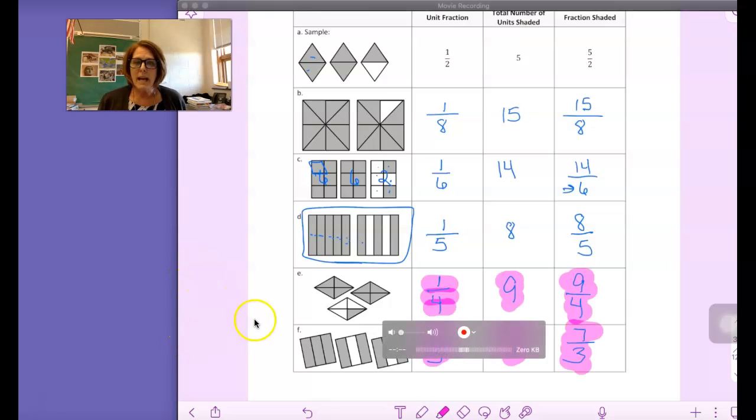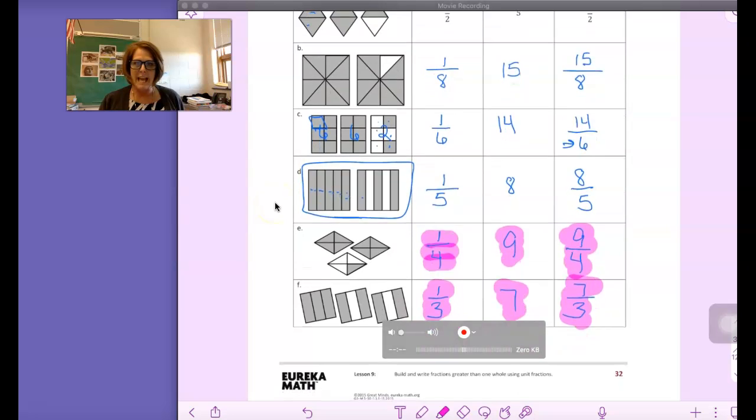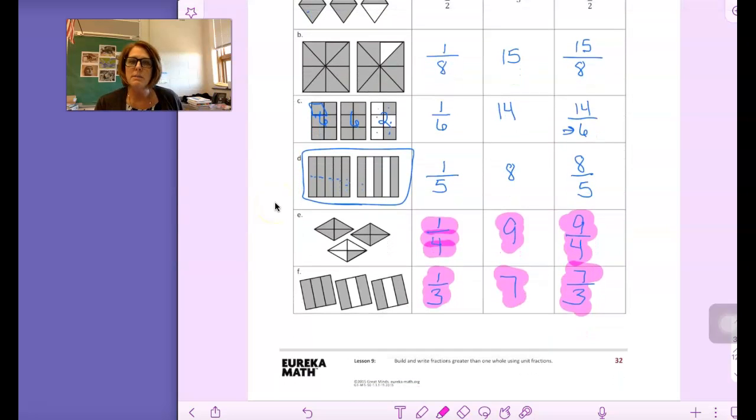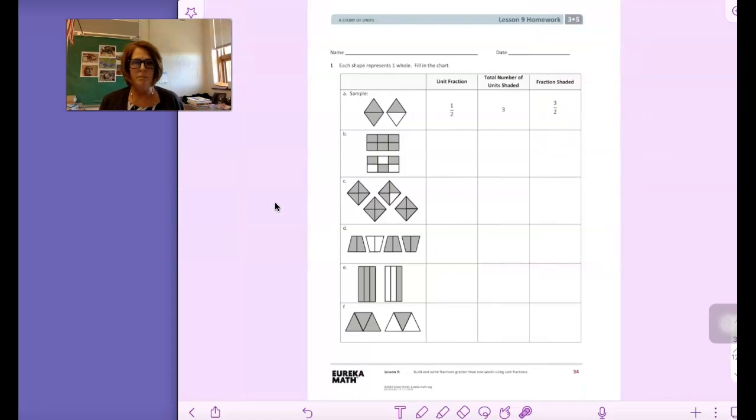Welcome back. Let's go ahead and check your work for letters E and F. So go ahead and see if your work matches my work. Now, I hope you didn't get confused down here with letter F because they shaded parts of 2 different shapes, but we're still looking at the total number of spots that are shaded to find out our new numerator. Our denominator is always 4 because each shape is divided into fourths. And down here at F, it stays thirds because each shape is divided into thirds.